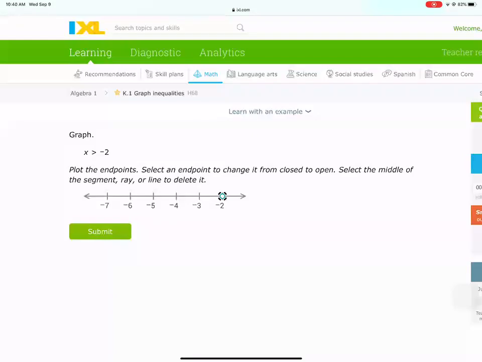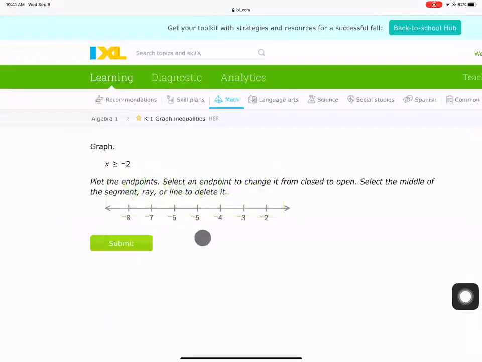Now, which way do we go? X is greater than -2. That means numbers on the right side are bigger. So you're going to click. Watch here. Everyone watch. I'm going to click the arrow, and it's going to make an arrow for me. Submit.